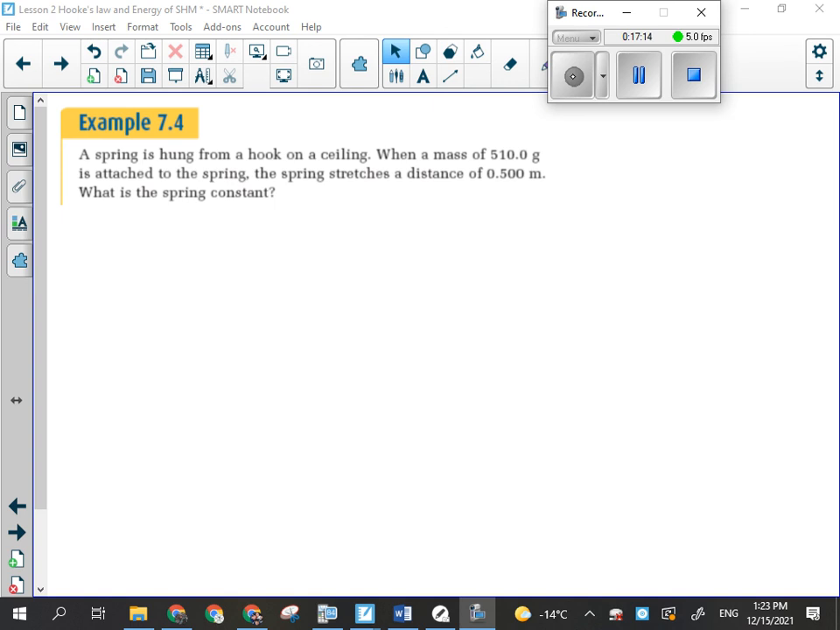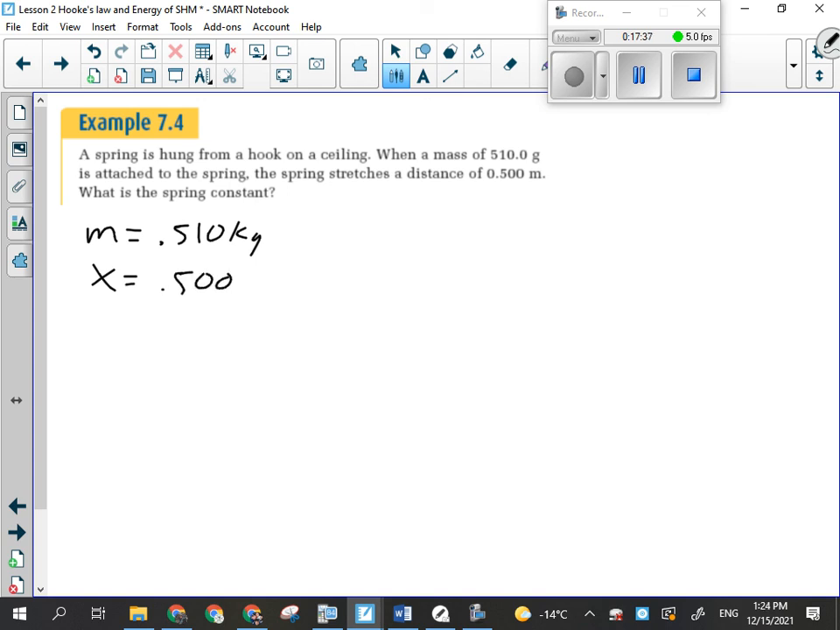Okay, so on a question like this, let's look at our givens here. They give us mass, and they give it to us in grams. We're comparing forces here, so what should it be in? It should be in kilograms, right? Okay, so 0.510 kilograms. And it gives me x, 0.500 meters. And it wants me to calculate k.